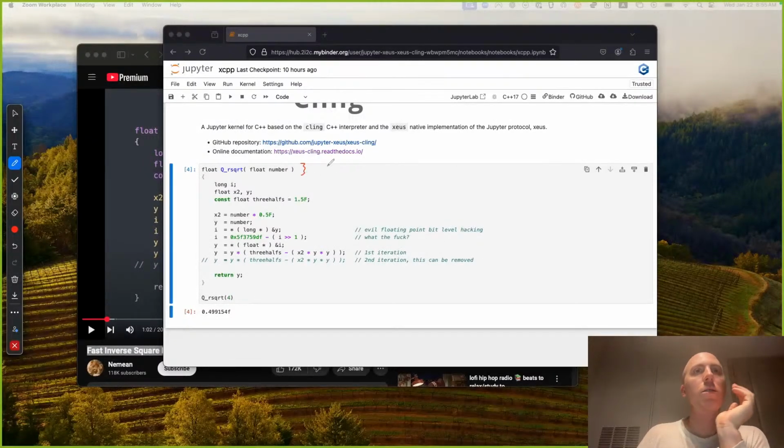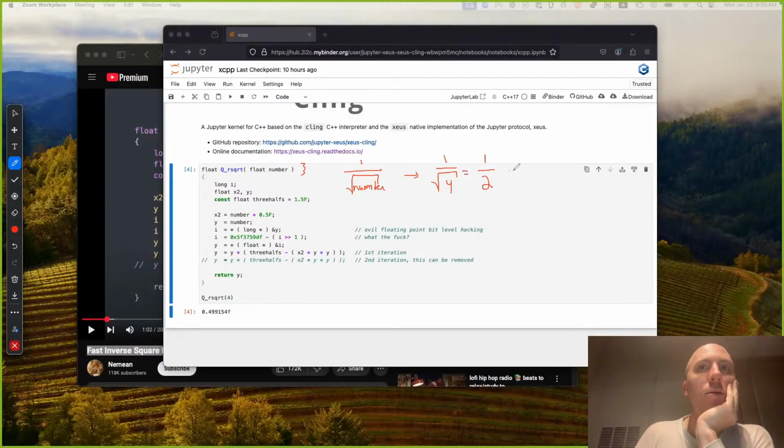So this whole thing is computing the inverse square root. So it's doing 1 over the square root of a number. So if we do inverse square root of 4, that would be 1 over the square root of 4, which is equal to 1/2, equal to 0.5. And so this thing is close to 0.5. So we kind of verified that this is doing 1 over the square root.